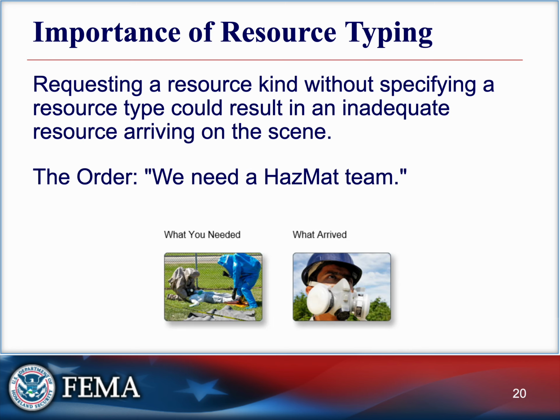If you request an ambulance but don't specify type, you might just get something that's too small or under-equipped or the wrong level of service. So to be clear, we need 2 type 1 ALS ambulances with crew. This saves time, confusion, is nice and clear, and it saves lives.